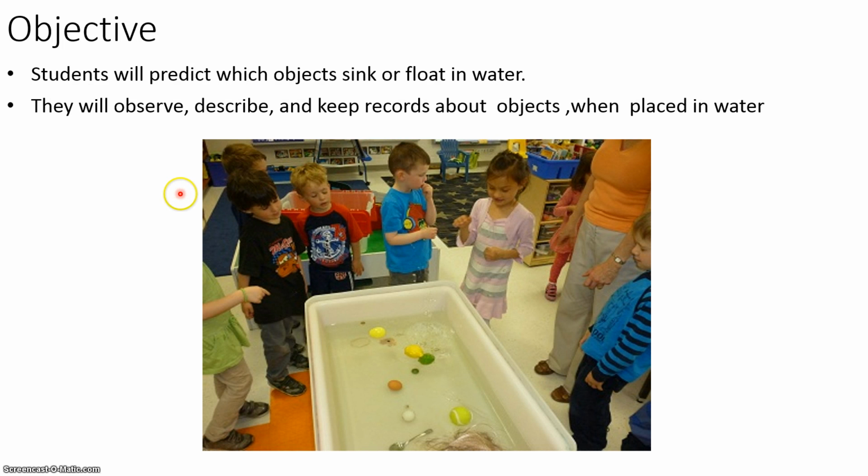The objective of this lesson for grade 1, which I chose: the students will predict which objects sink or float in water. Like you can see here, it's a large tub in between. All the students are observing it, and they will observe, describe, and keep records about objects when placed in water. For recording, they will each be given an activity sheet which they have to fill in side by side.